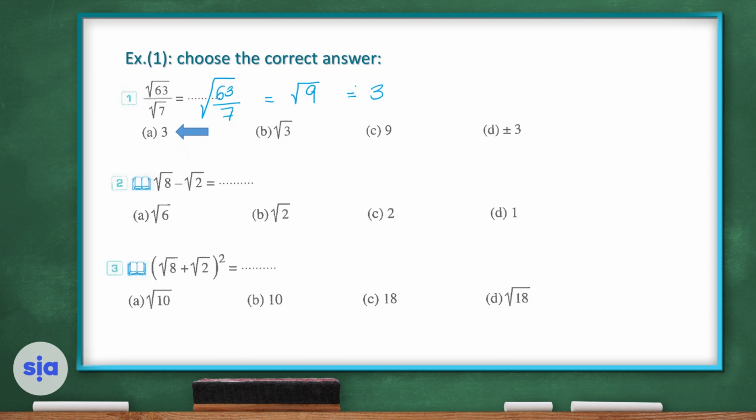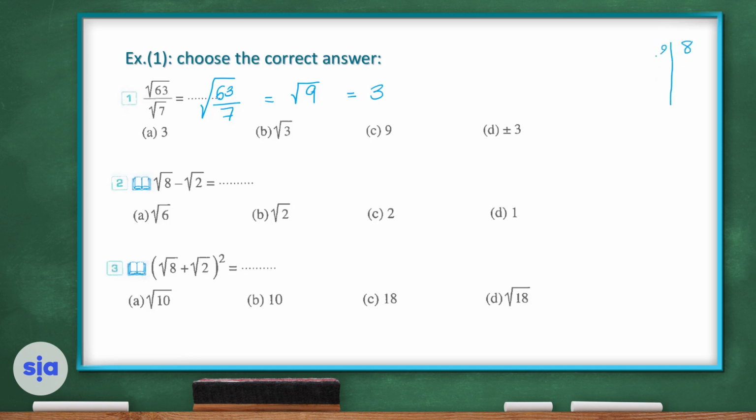Question 2, square root of 8 minus square root of 2. Definitely they are unlike terms. We cannot combine them together. Then we need to check if any of them can be simplified more. Let's go and make the prime factorization for the 8.